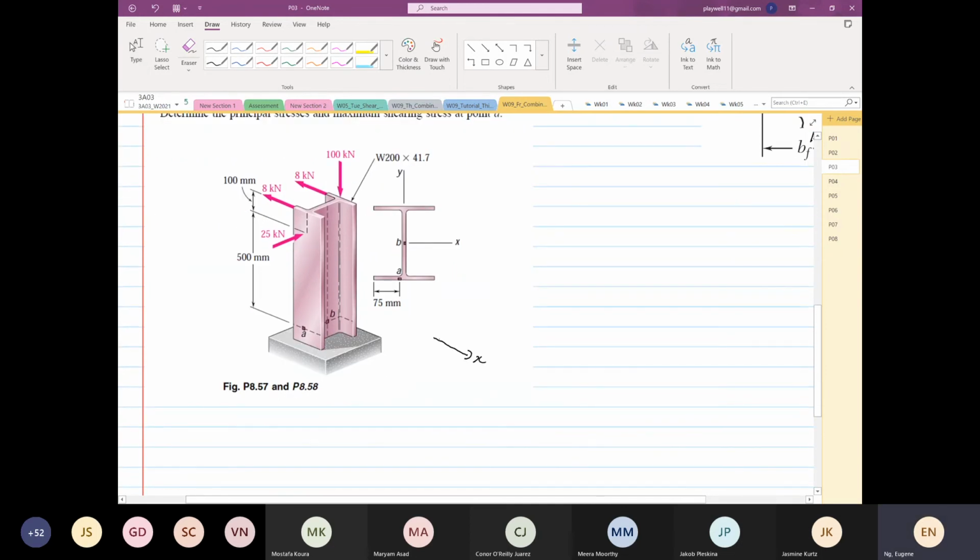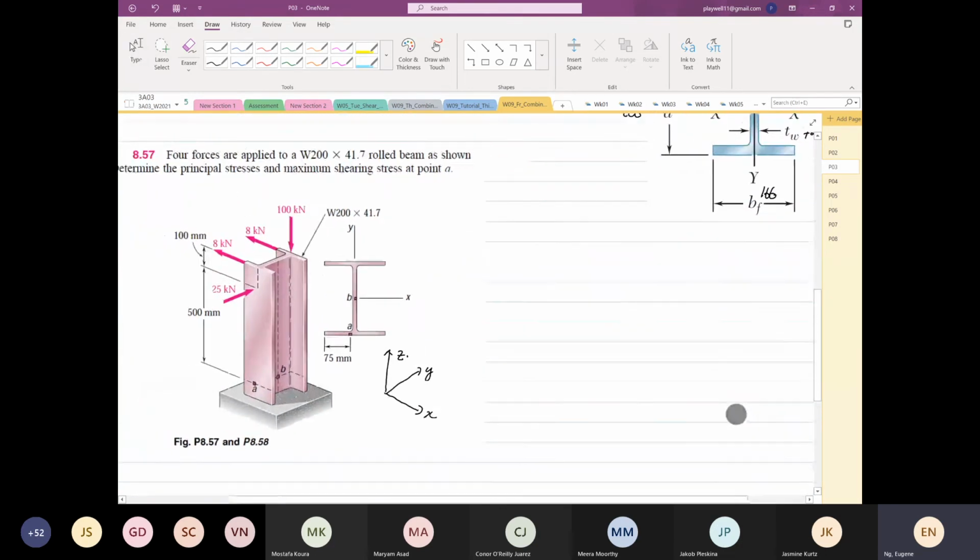This is our X. This is our Y. And this is our Z. Okay, so the first thing I'm going to do is look at my XZ plane. We're going to apply what we have learned.